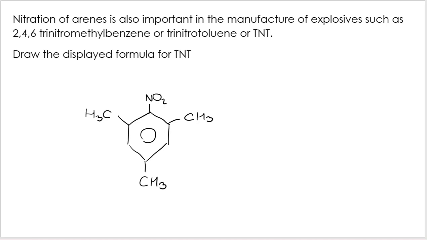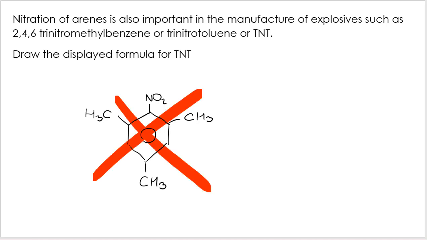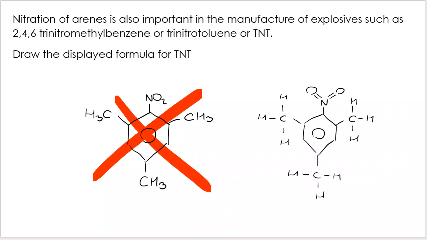However, this is wrong. Think carefully about why it's wrong. It's to do with the fact that you need the display formula. And the display formula must show every single bond. So if I wanted to do that, I would need to show every CH bond and my N double bond O bonds as well. And I now have the correct display formula.